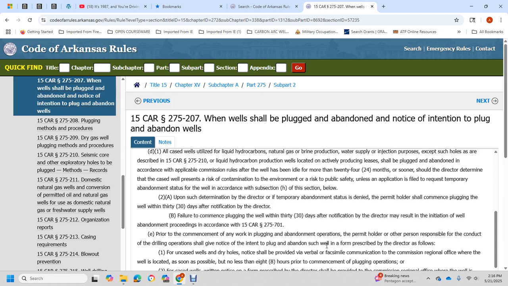2. Upon such determination, the director may deny temporary abandonment status and order the permit holder to commence plugging within 30 days of the notification of failure to comply. Commence plugging within 30 days of the notification. The director may also initiate a well abandonment proceeding in accordance with Title 15 Code of Arkansas Rules 275-701.